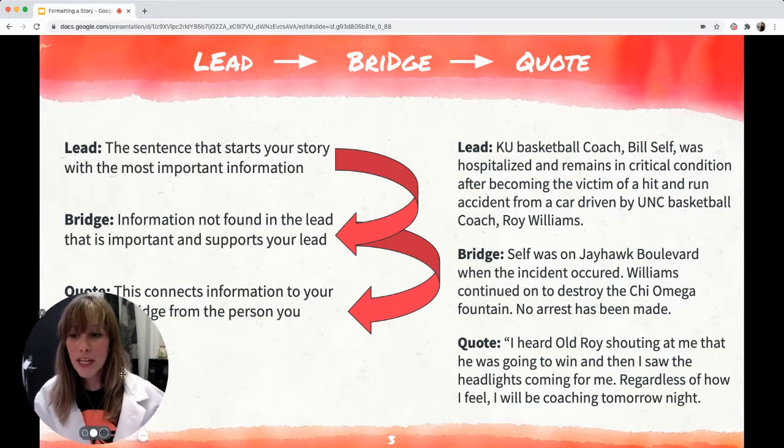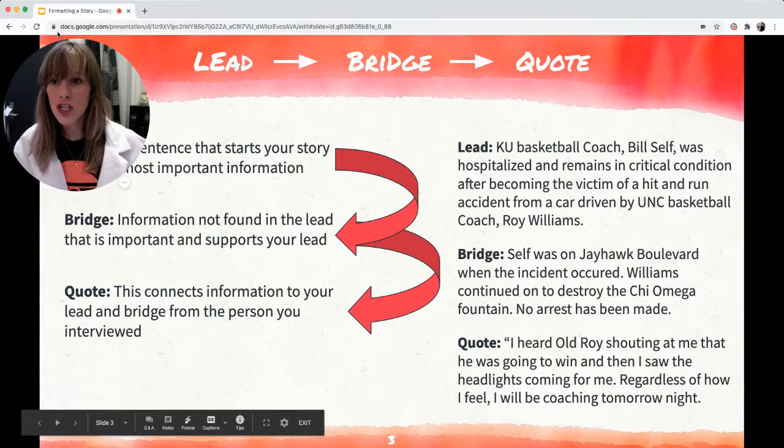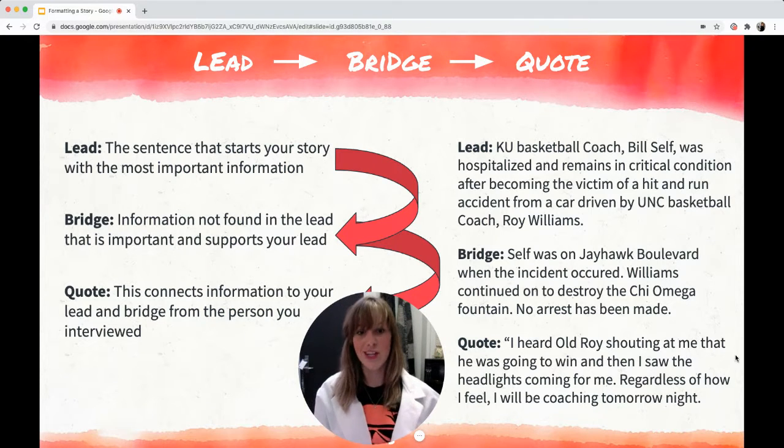Okay, lead, bridge, quote. Wow, my little image is so big. Here we go. Okay, where can I put this thing? We're going to put it right here. Okay, you're just going to struggle with me.